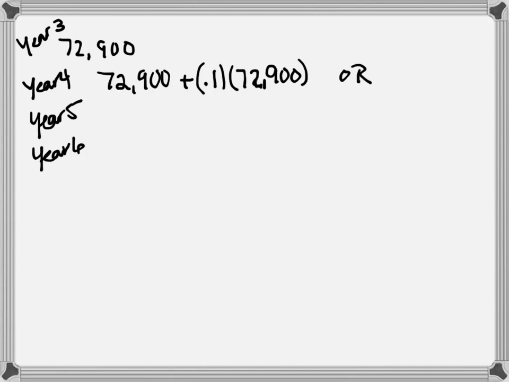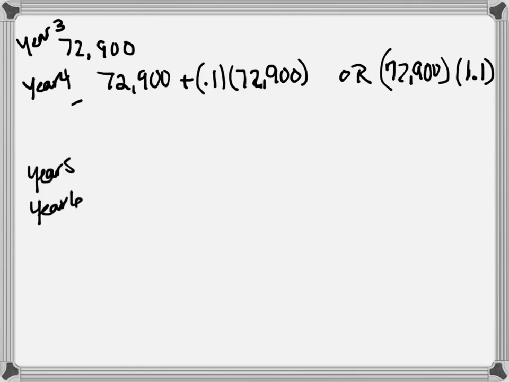Or you could do this as the $72,900 times what? 1.1, just like on our last problem with the books, right? Either of those methods will give you the same value for year 4. What will it give you? What do you get for your year 4 value? Anything? 80,190. Did I get that written right?